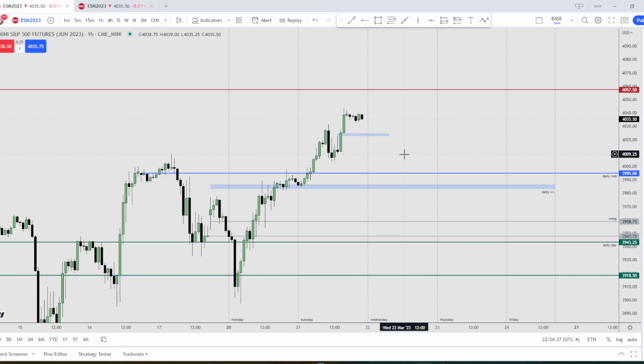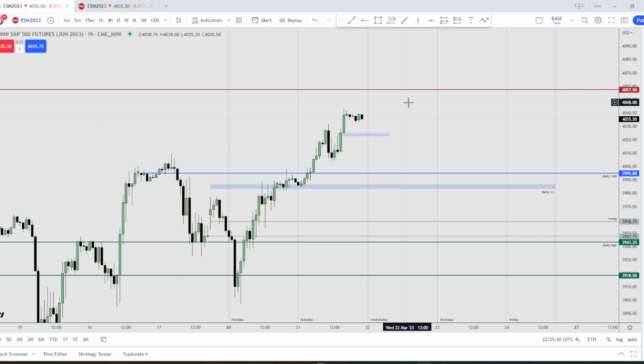Okay, the first move is always the false move. I want to see what happens after 2:30. Okay, so if the first move goes up, then I'll be looking for shorts. If the first move goes down, I will be looking for longs. Pretty simple. All right, I want to fade that initial excitement, because that usually is a Judas swing.